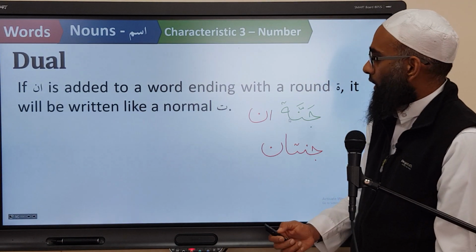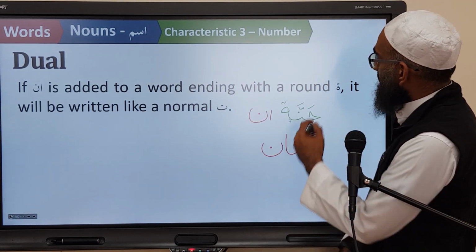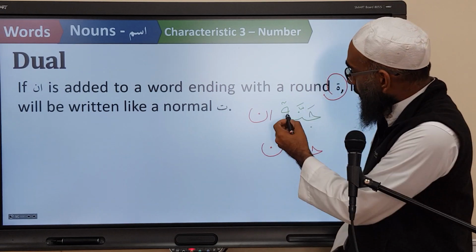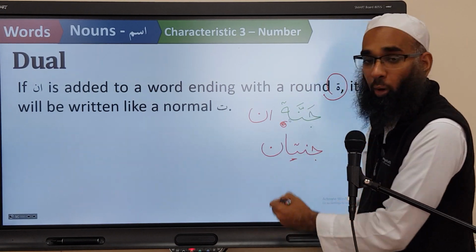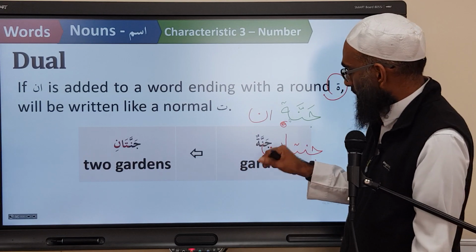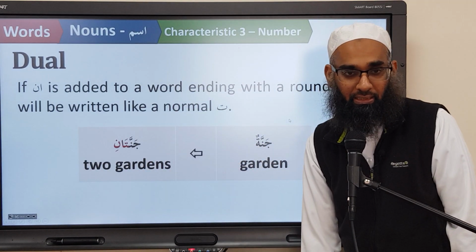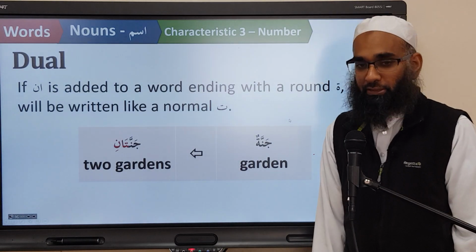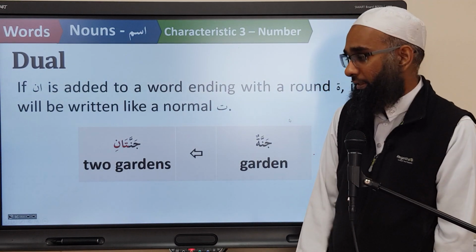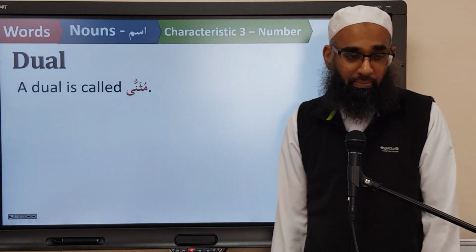So what we're saying here is, when you have a word that ends in ta marbuta, you don't leave it as ta marbuta anymore. Make it into a normal ta, and you write it like this. So jannatun becomes what? Jannatani.